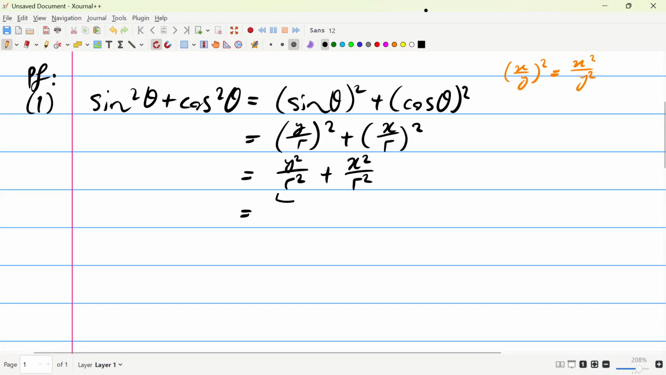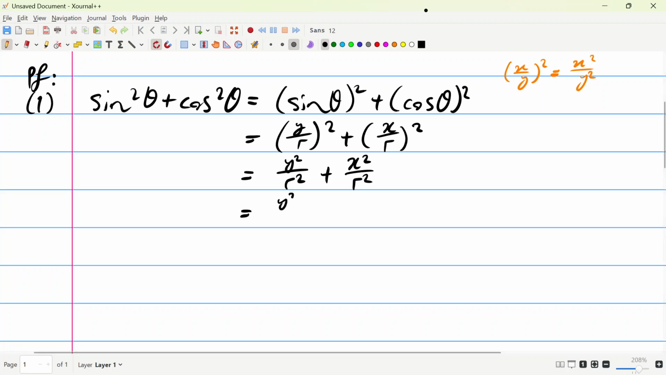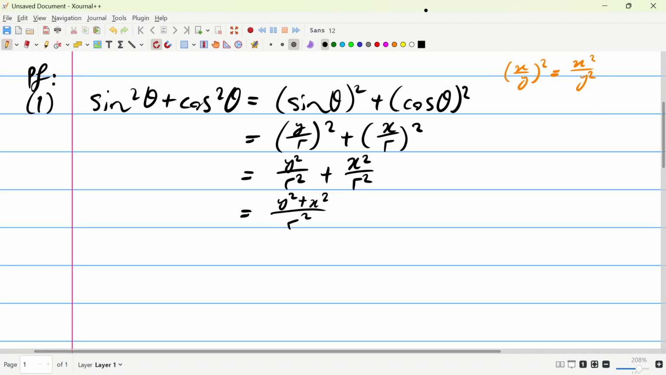And notice that the denominators are common, meaning we can rewrite these two fractions as one, the LCD method. Meaning we're going to have y squared plus x squared divided by r squared.